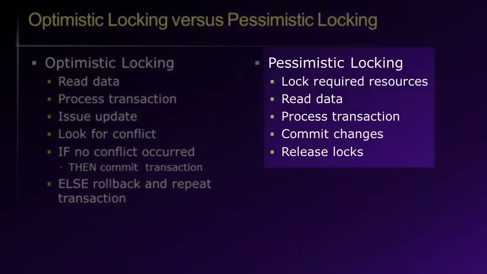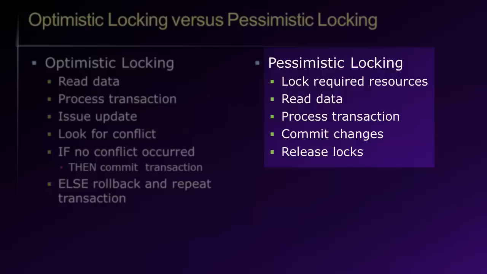Under the pessimistic locking strategy, we begin first by locking the resources, reading the data that we need. We then process the transaction by making any updates or modifications to the database that are necessary. We commit those changes and we release the locks. Note that in a pessimistic locking strategy, we do not need to check to see if a conflict occurred. We simply commit the changes directly.